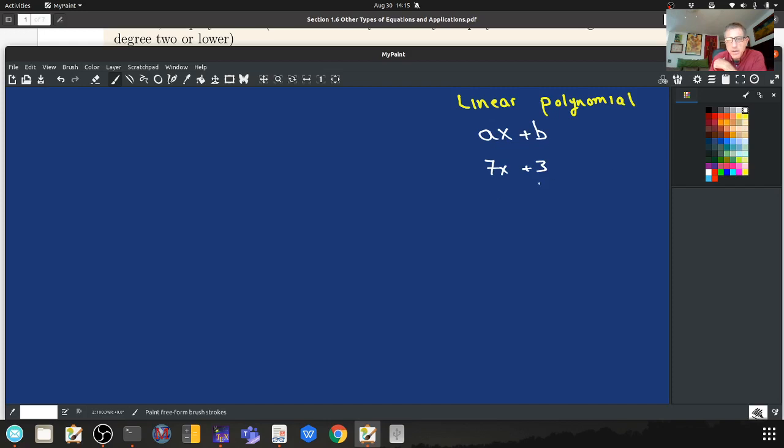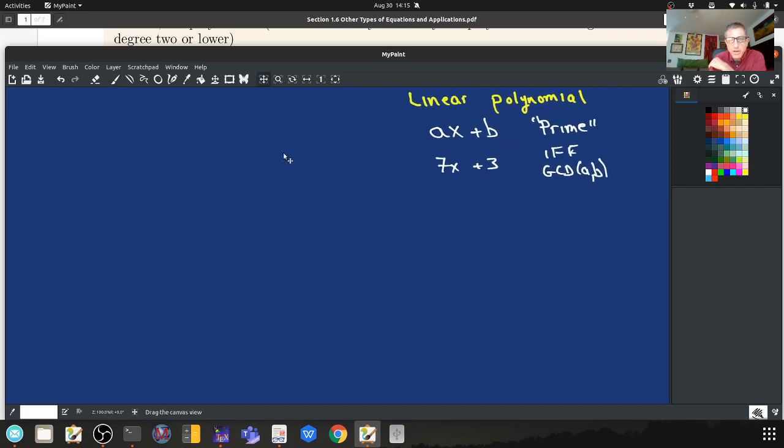So linear polynomials, they are prime. I'm not done with my sentence yet though. They are prime if the GCD of a and b equals 1. So this is a prime polynomial. What's a polynomial that's prime? It means it can't be factored. So the GCD, or if you want to call it the GCF, of 7 and 3 is just 1.